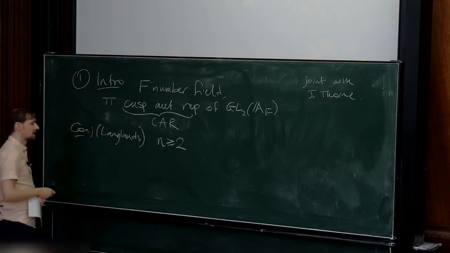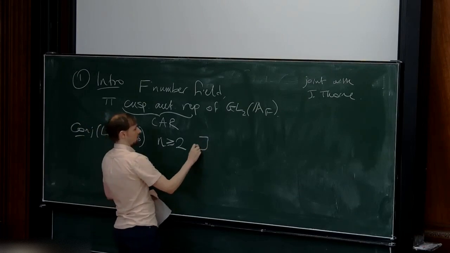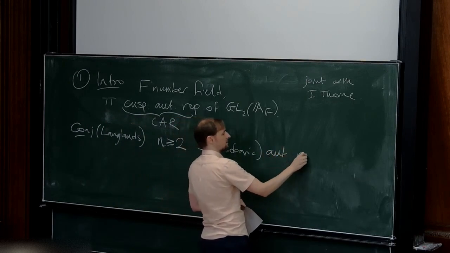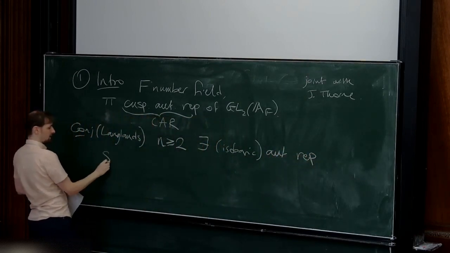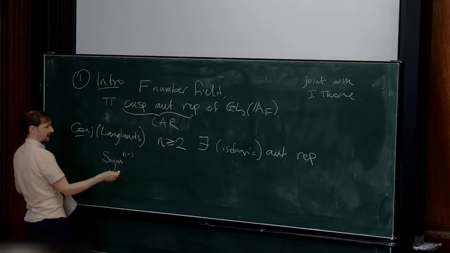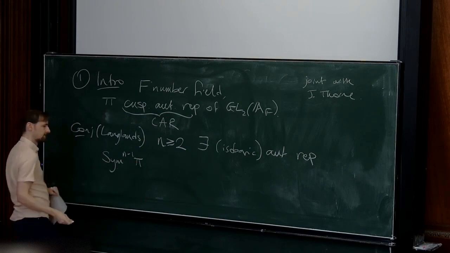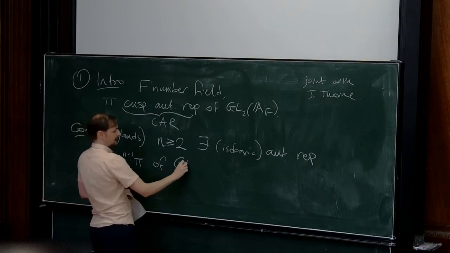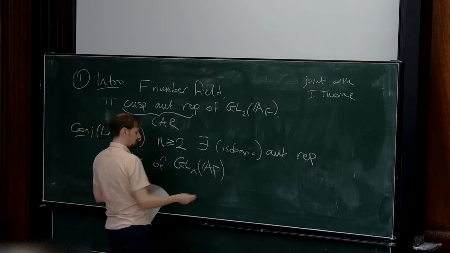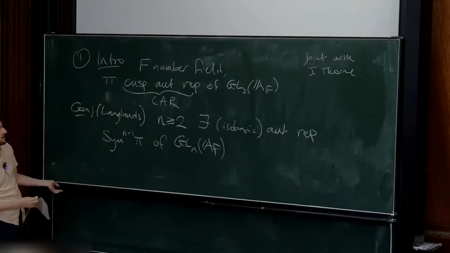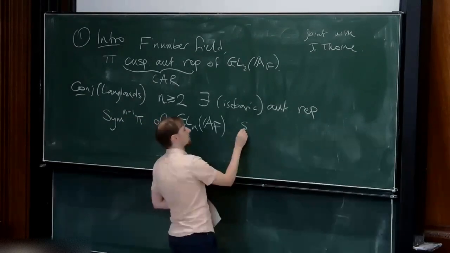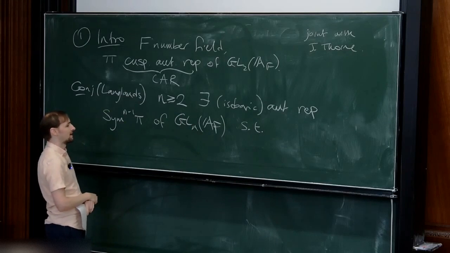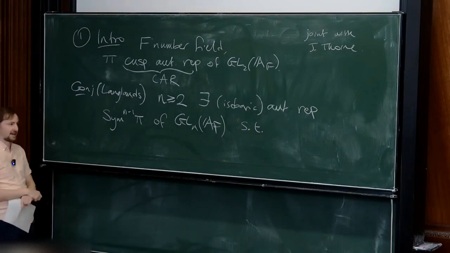It's going to say that for an integer n at least 2, there exists an isobaric automorphic representation, which will be the n minus first symmetric power lifting of pi. Since I'm doing the n minus first lifting, what I get will be an automorphic representation of GLn over F. The idea is that on the L parameter side, this corresponds to composing the two-dimensional L parameter for pi with the n minus first symmetric power of the standard representation.